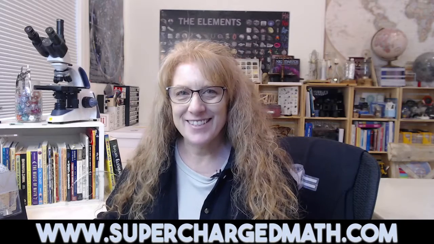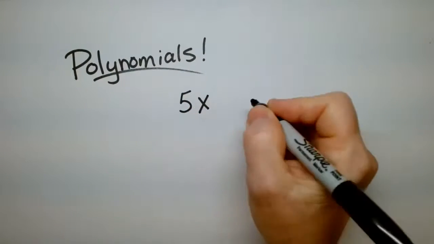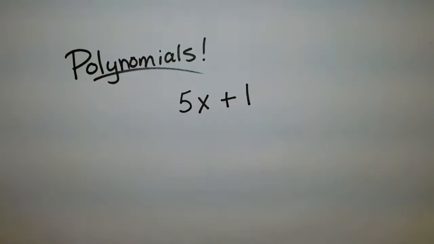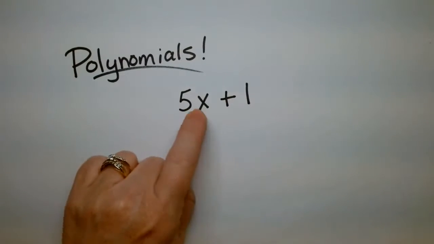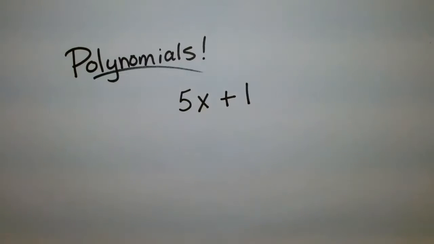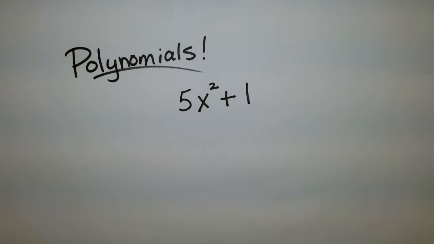Okay, let's get started. By polynomial, all we're talking about is an equation. So if I said, for example, 5x plus 1, that's not a polynomial because this is just to the first power. A polynomial is something that has a 2 or higher on the unknown term. So that would be a polynomial.